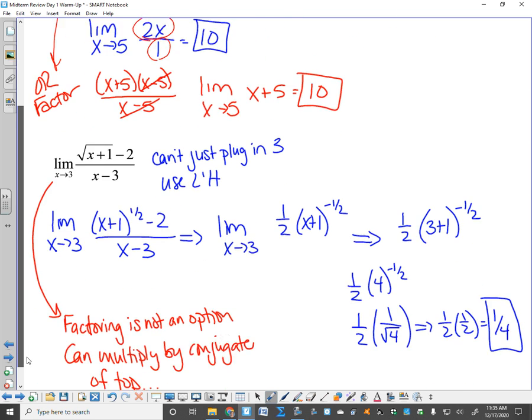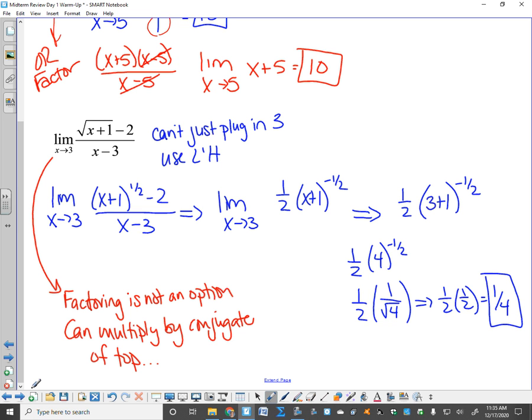On this next one, before you knew derivatives, see that red arrow? It says factoring is not an option. Can multiply by the conjugate of the top. That's what you had to do in Unit 1 because you didn't know derivatives. I plug in a 3 into the top and into the bottom, and I get 0/0, which is indeterminate form. So instead of multiplying by the conjugates to solve that issue, I'm going to do L'Hopital's rule.